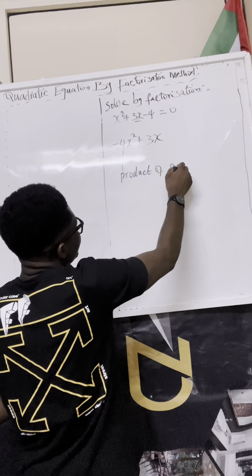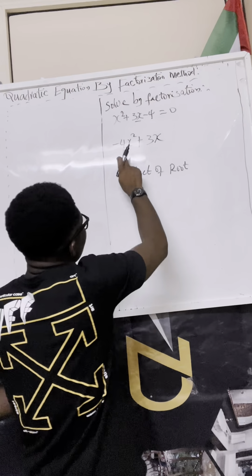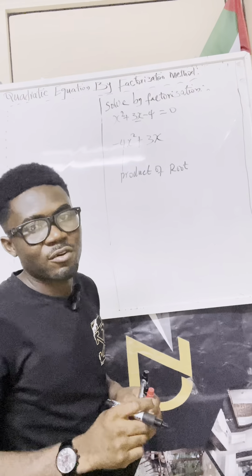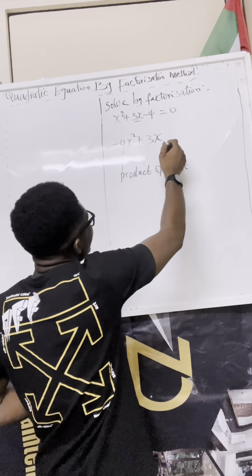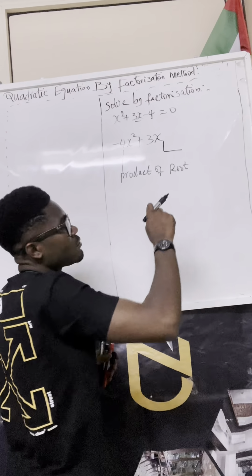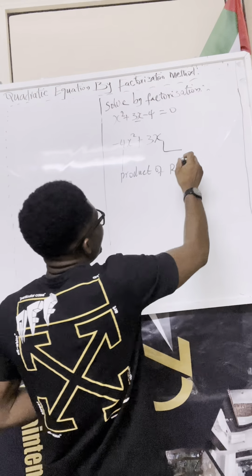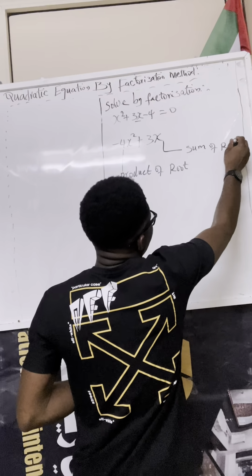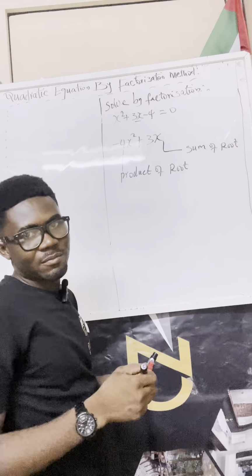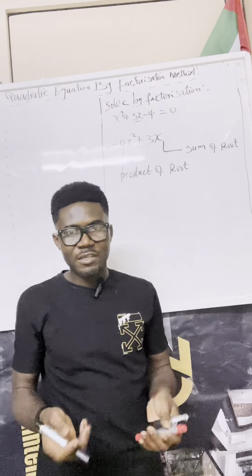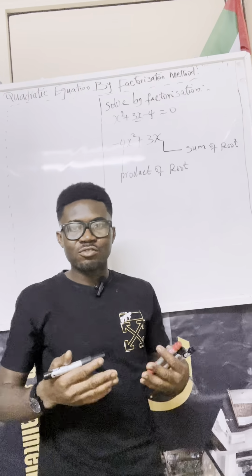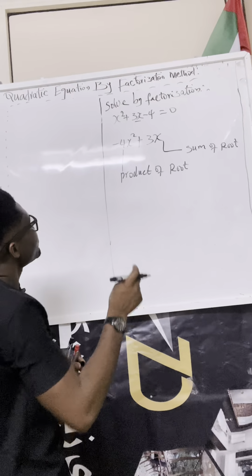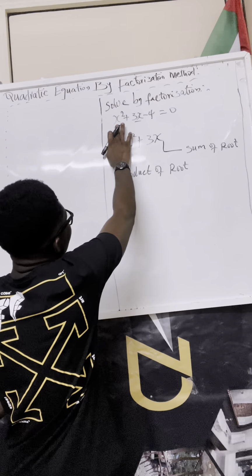The product of root, the one that has to do with x squared, we call it the product of root. And the one that has only x, we call it the sum of root. And you know that in mathematics, when you talk about the product, you talk about multiplication, and when you talk about sum, you talk about addition.